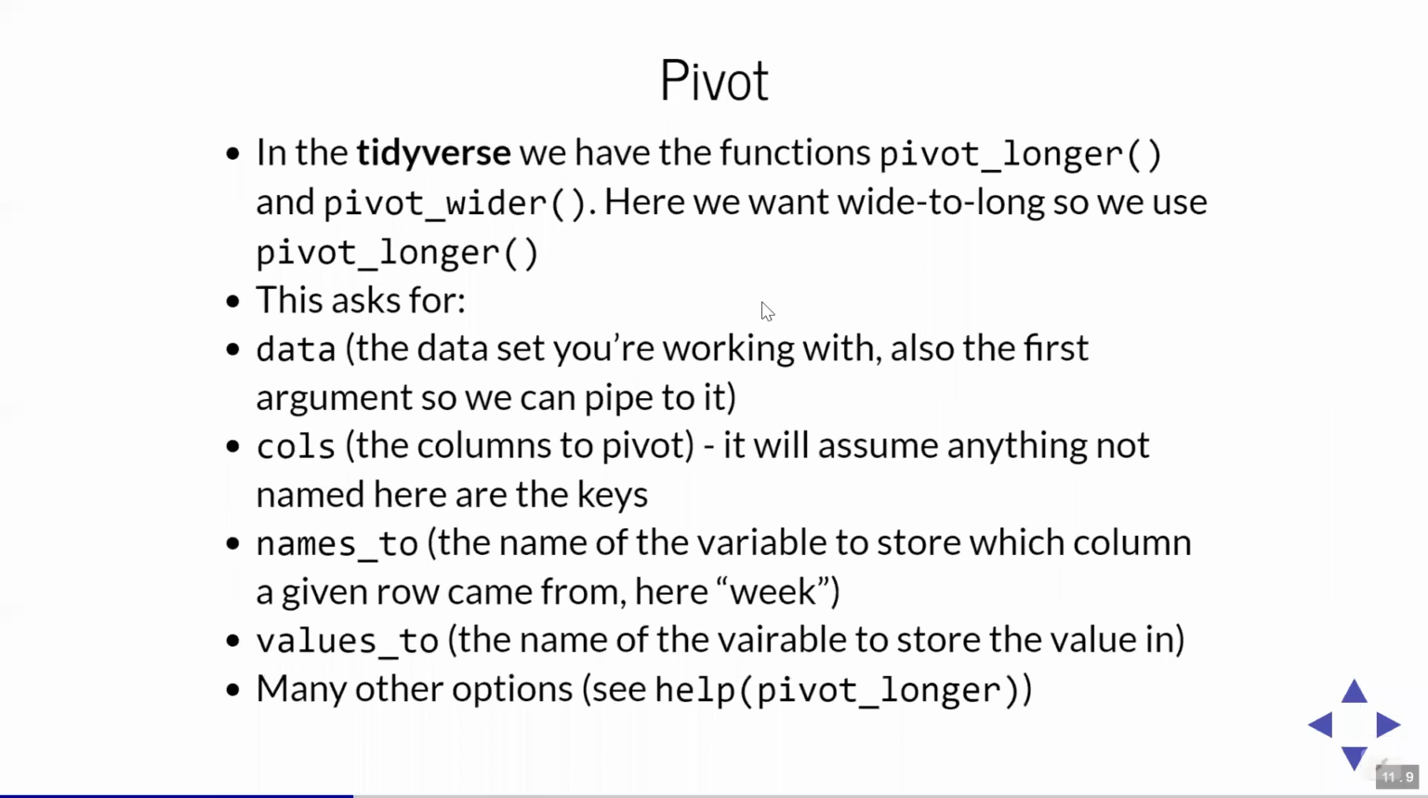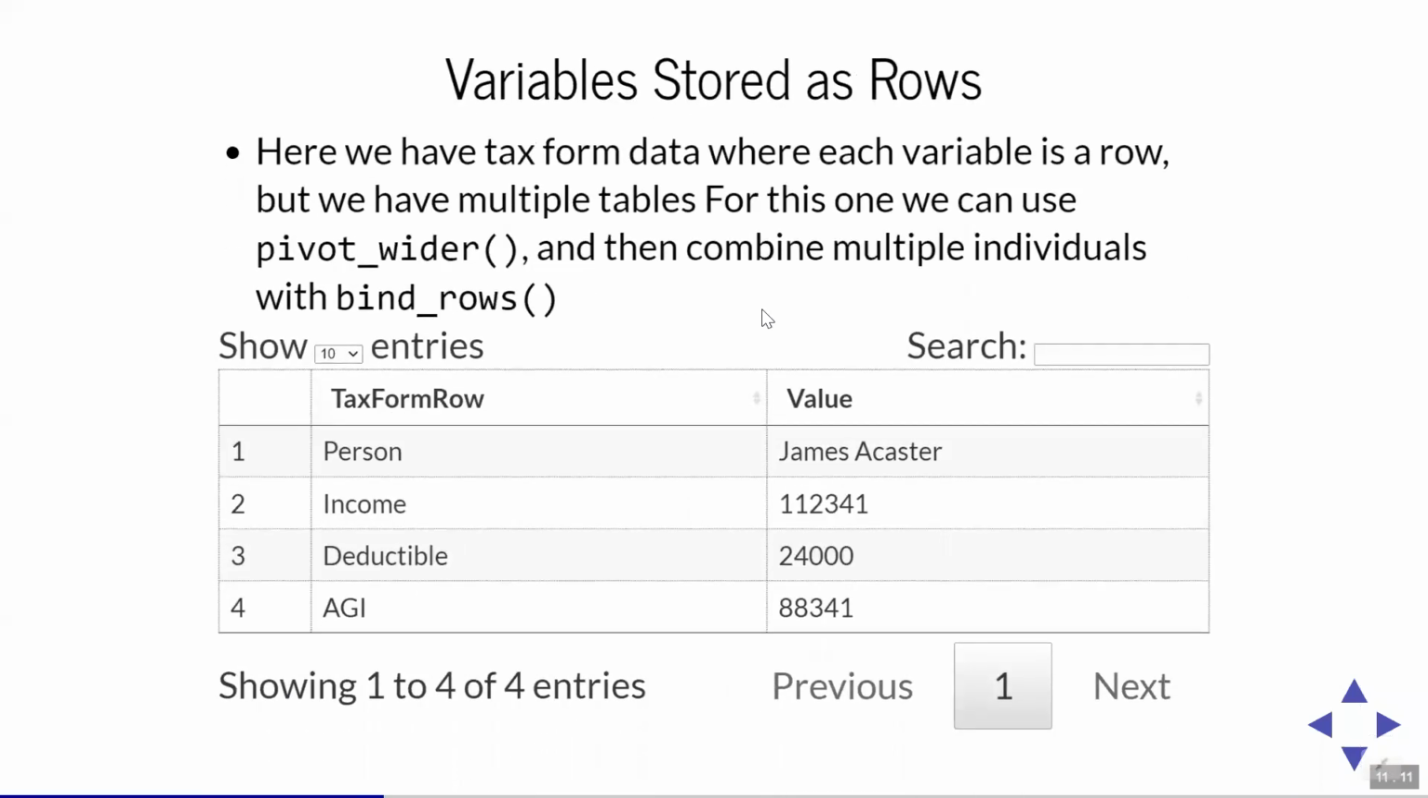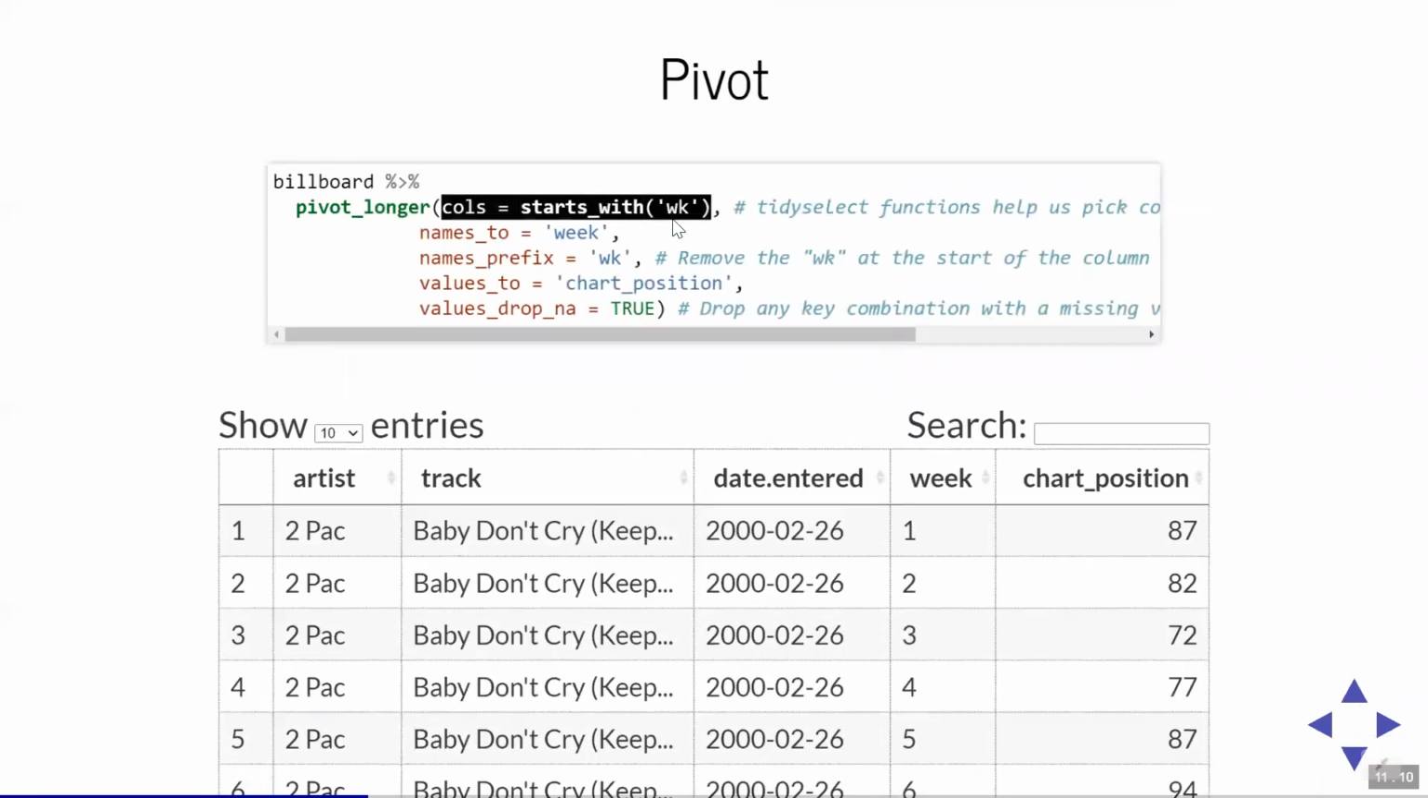Thankfully, we don't. Instead, we can just say, where did we lose it? There we go. Give me every variable that starts with the letters WK, right? Which is what we had. It's going to pivot all of those. We're going to call the new week variable week. We're going to strip out the WK that it starts with.